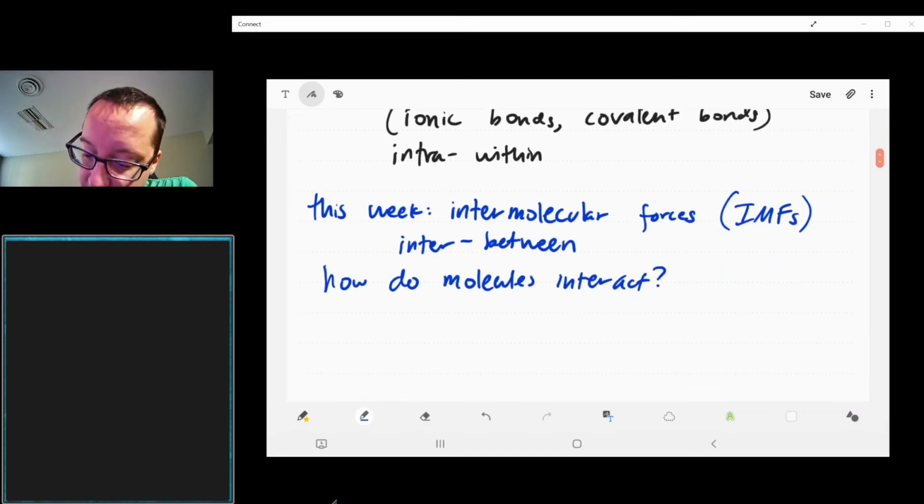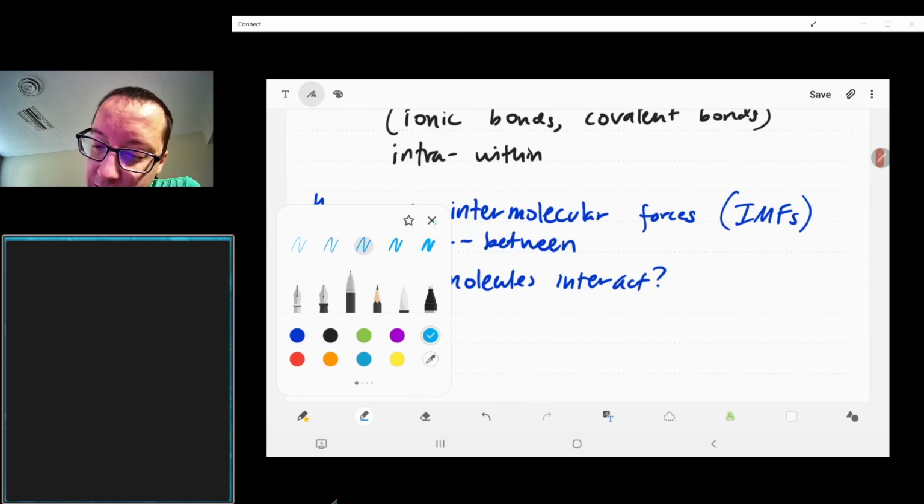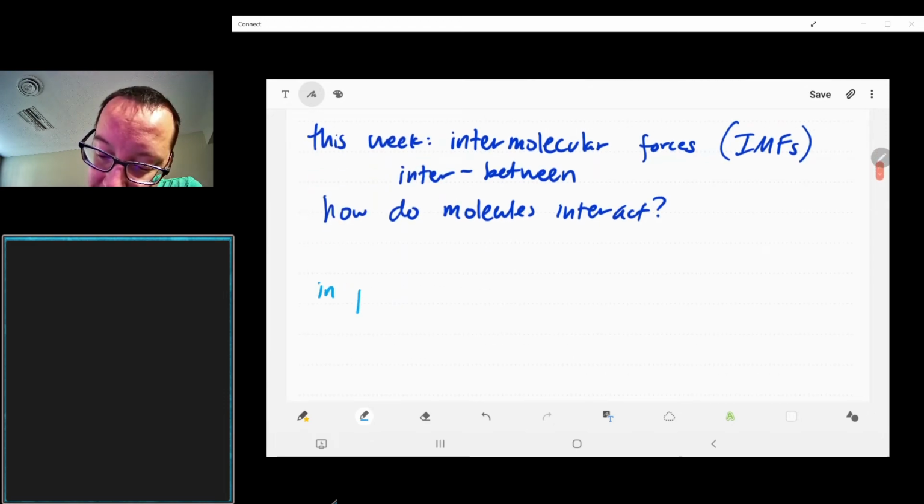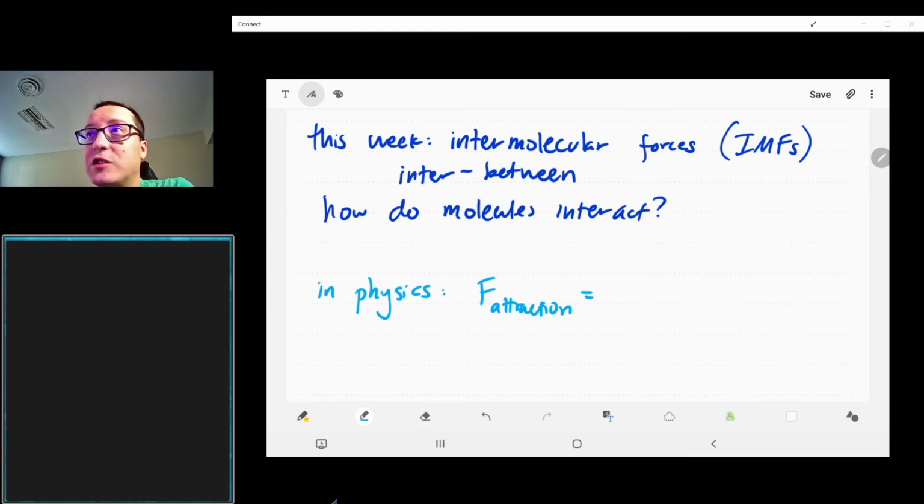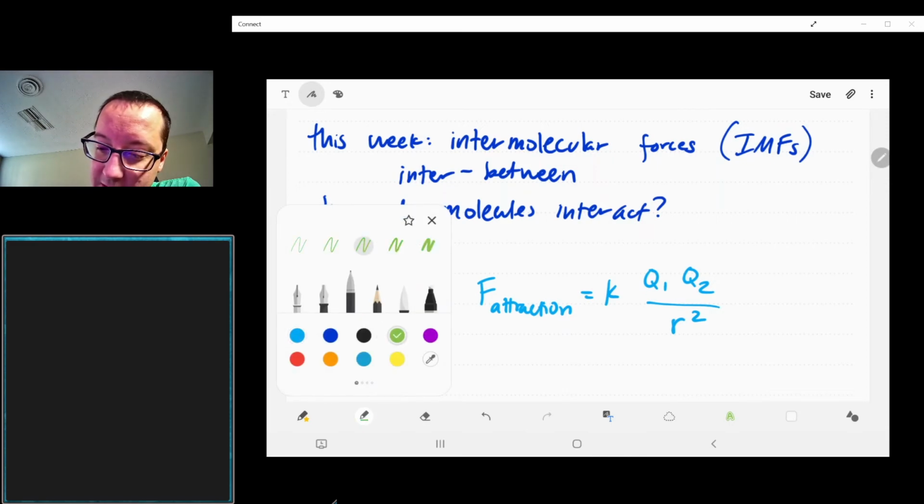And so we're going to see that there is a relationship in physics that we can talk about here. In physics, we can talk about the force of attraction between two charged species being some constant. I'll explain what all these terms mean. We're not going to actually use this equation in this course, but it's important to understand what all this means.